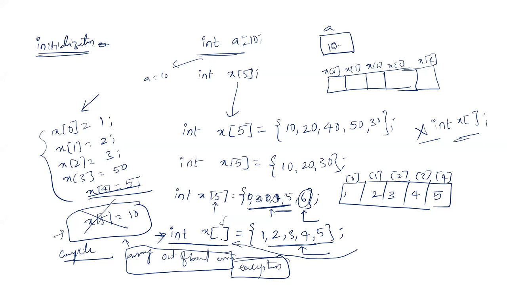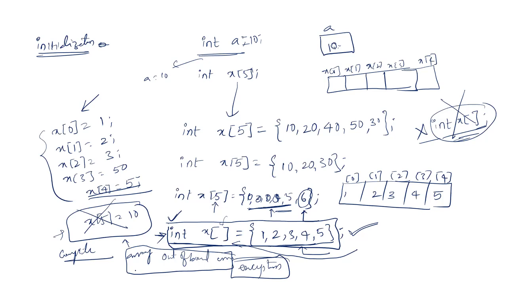We cannot do that. Remember, we can leave the size empty only in direct initialization. You cannot declare it and then take values from the user. You can do it only this way: you can leave the size empty only if you initialize the values right here. Declaration and initialization must both be done in one place. Declaration separately and initialization separately cannot be done.